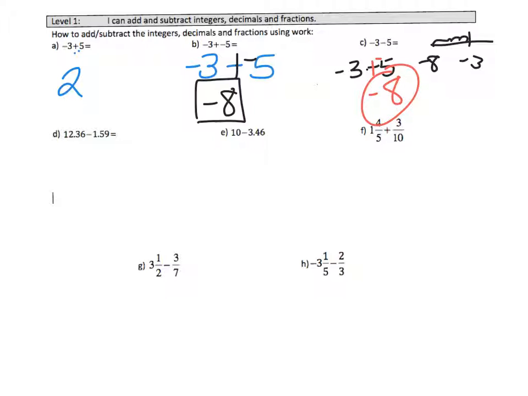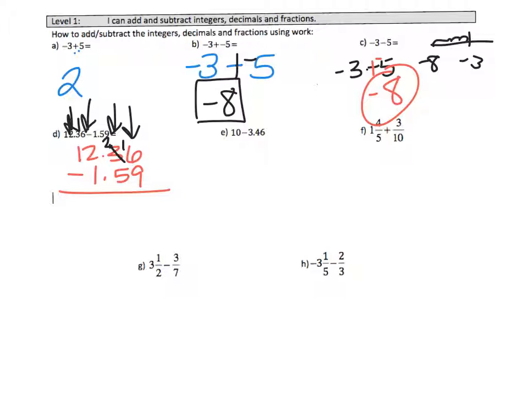Okay, next is subtracting decimals. What I like to do, if it's written like it is in D, is stack it on top of each other: 12.36 minus 1.59. Now remember, you want to go column by column and borrow if need be. So 6 minus 9, I can't do it, it would be a negative, and I don't want to do negatives. So I'm going to borrow 1 from the 3, make that a 2, and bring that 1.